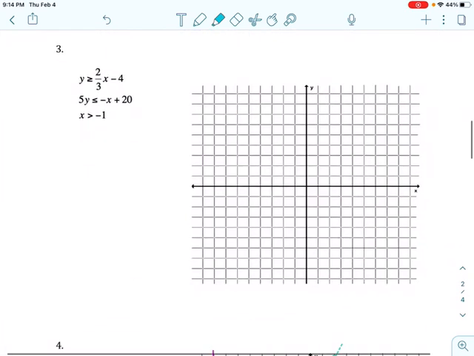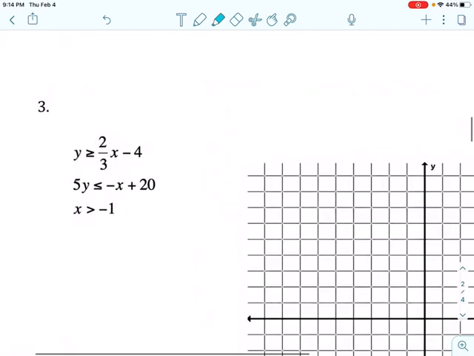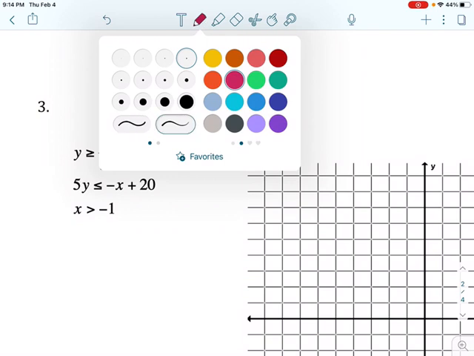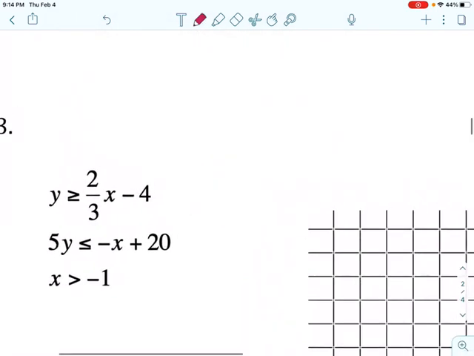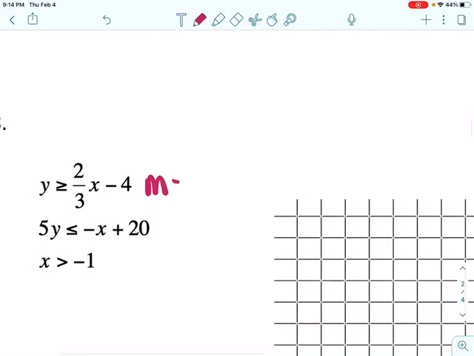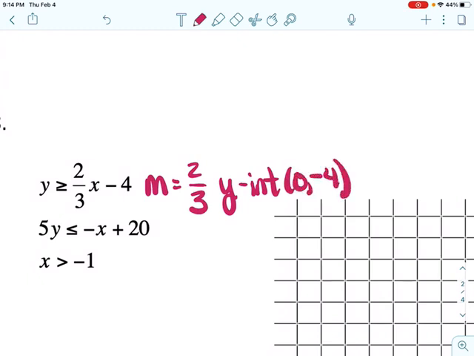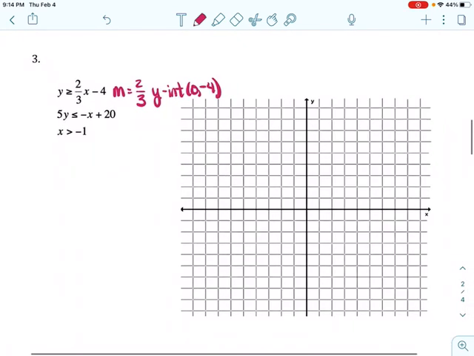All right, let's try another one. So we have 3 here. Let's change that back to solid. This is already in y equals mx plus b form, and our y-intercept is 0, -4. So we're going to go to -4, then up 3, right 1. Go in the opposite direction too. And we're going to go solid because we're equal to.